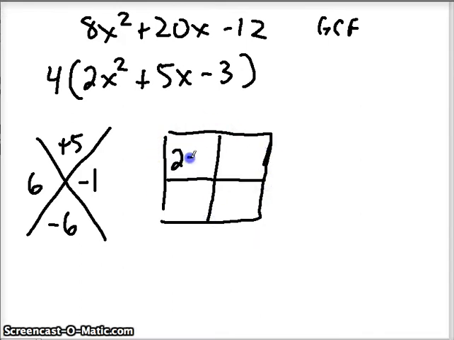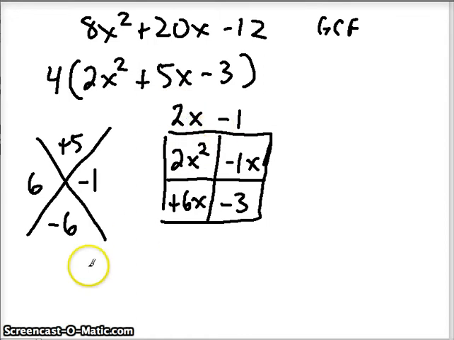First term is 2x squared. Negative 3 here. Doesn't matter which one. Negative 1x and then positive 6x. GCF up, we just got 1. Here's our sign, negative. GCF up here, we get 2x. There's our first pair. Let's do the rows.